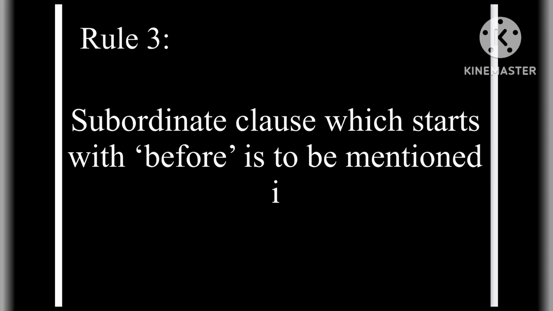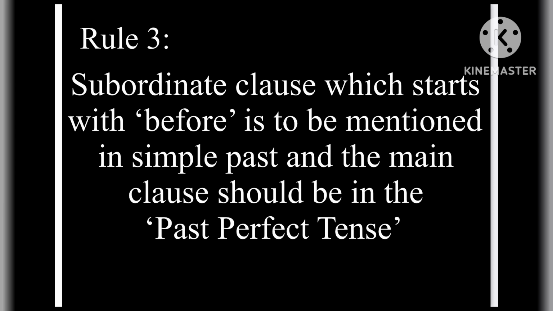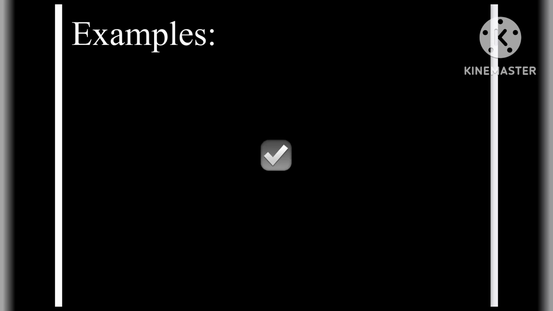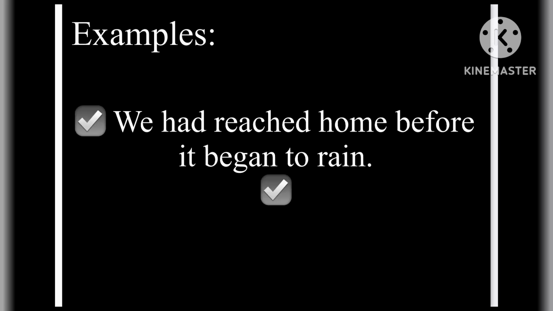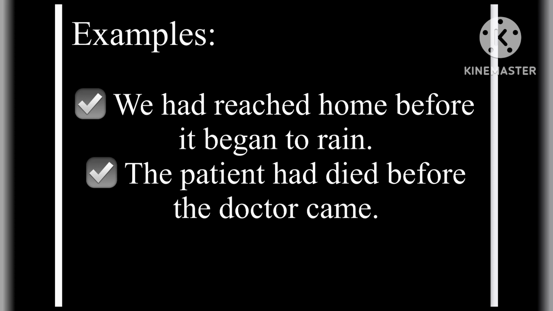Rule number 3. A subordinate clause which starts with before is to be in simple past, and the main clause should be in the past perfect tense. Examples for rule number 3: We had reached home before it began to rain. The patient had died before the doctor came.